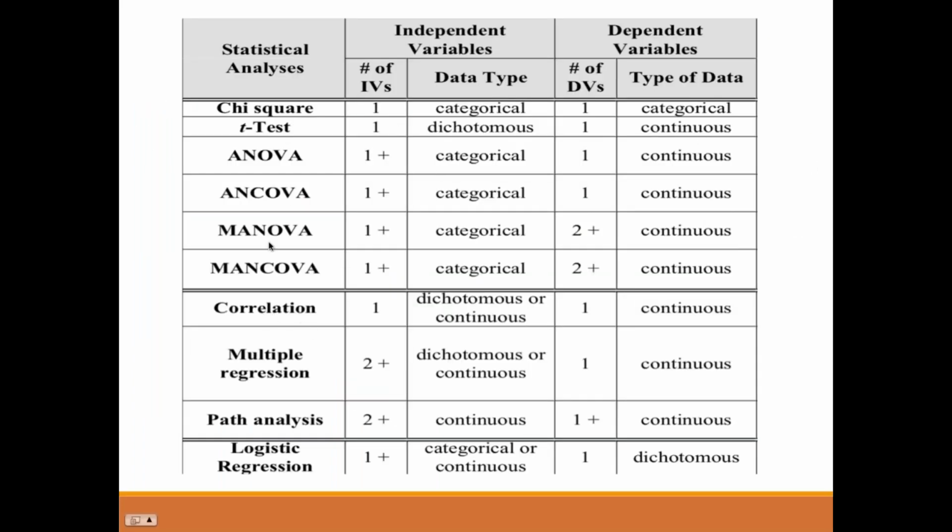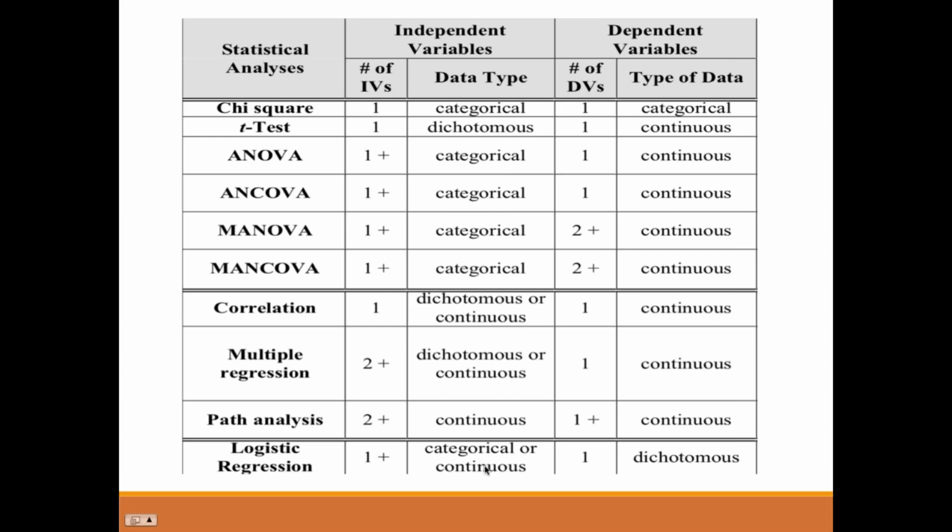And for these variables, we will apply different statistical tests because that statistical test can accommodate only these variables. For a correlation, the independent variable can be dichotomous or continuous, but the dependent variable has to be continuous. For a multiple regression, the independent variable can be dichotomous or continuous, but the dependent has to be continuous. For a logistic regression, the dependent has to be dichotomous, and the independent can be categorical or continuous.